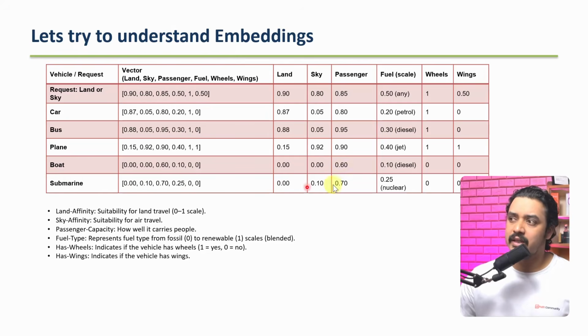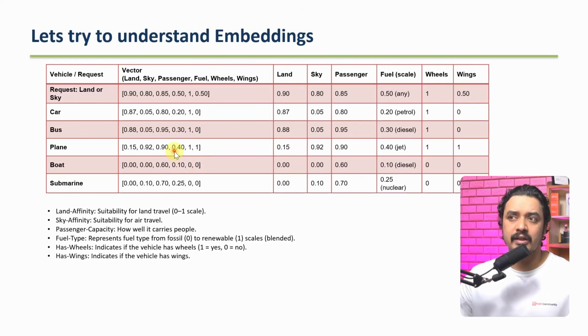And now if you just take some time and try to understand this, you will be able to relate to that. If I have to find a similarity between bus and a car, you would see that both of them are mostly similar. However, boat and submarine, 0, 0, 70, 60, 10, 25, 0, 0. Boat and submarine are similar, right? Plane and boat, entirely different, right?